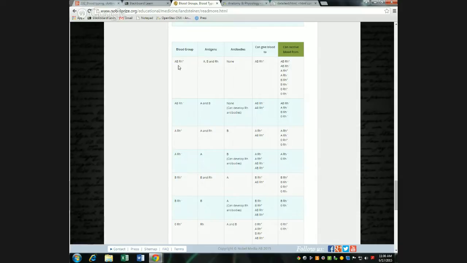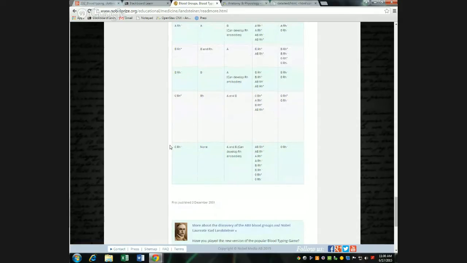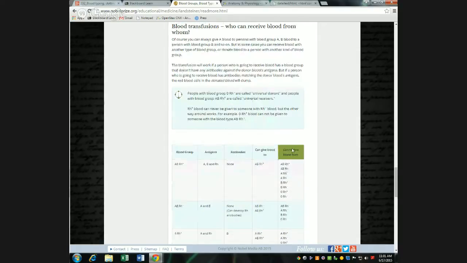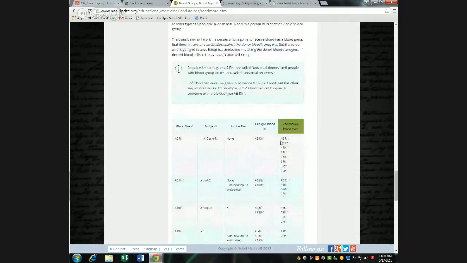So AB positive can receive all 8 blood types because they have no antibodies. They're not going to react to anybody's stuff. O negative can give to all 8 blood types, because they have no antigens on the red blood cells of the blood type. Now, while O negative can give to everybody, it can only receive other O negative blood. While AB positive can get from everybody, it can only give to other AB positives. So there's a trade-off there.